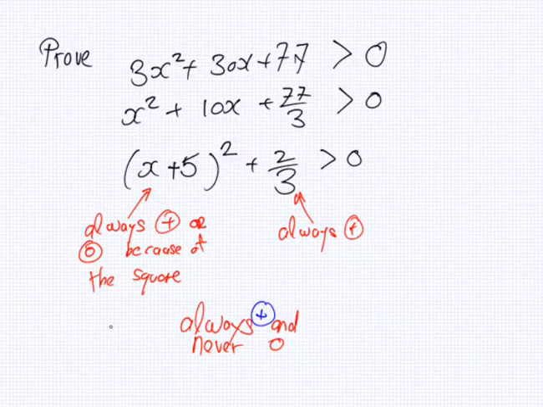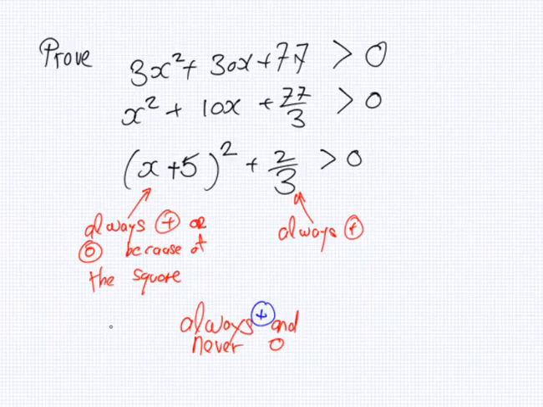2 over 3? Is that right? Yeah. Now, I'm nearly finished. Why has this proven it's true? It's always positive. So this is always positive, or it could be 0 because of the square.